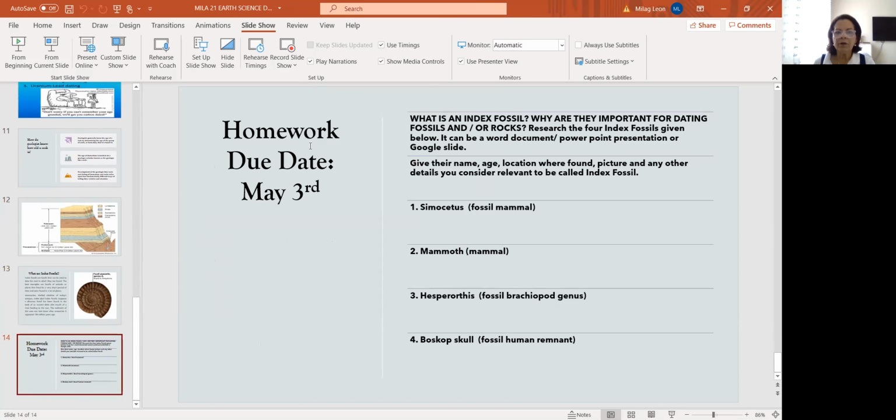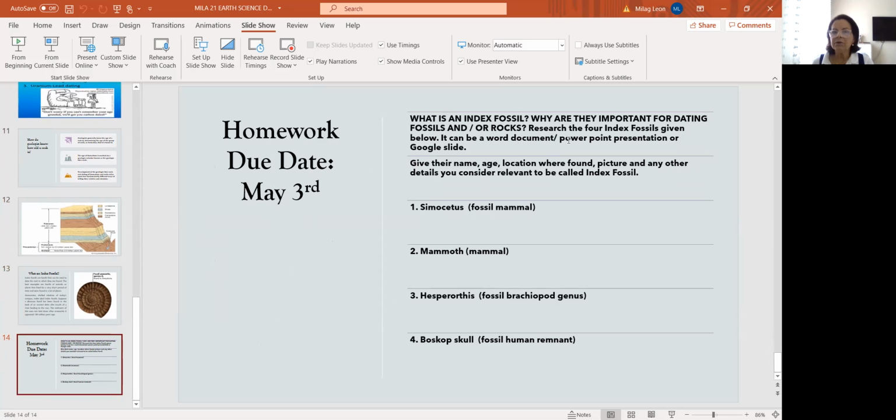After that, we will go into our homework. This homework will be due next Monday, May 3rd. What is this homework about? What is an index fossil? Why are they important for dating fossils and or rocks?